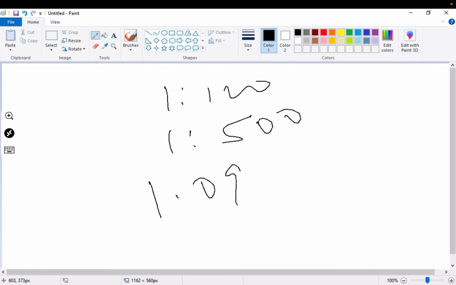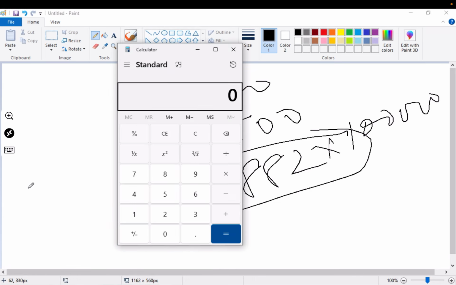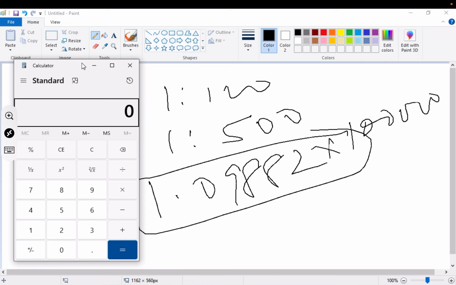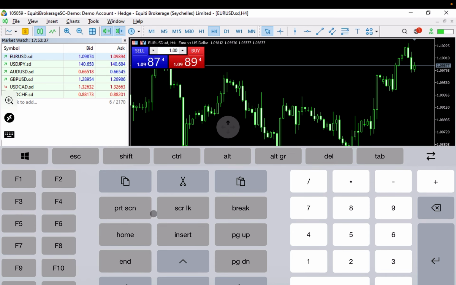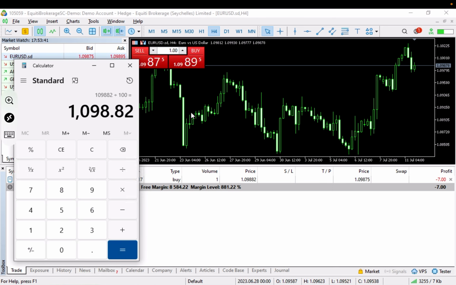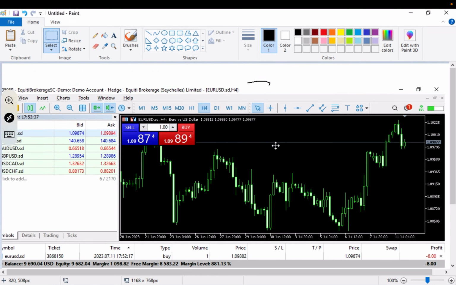So 1.09882 was my buy, one lot. So I multiply by 100,000. Since this is euro, I have bought euro, so this is going to become 1.09882 dollars for 100,000 euros, divided by my leverage, 1019.82. That will be my used margin. So this is my used margin.